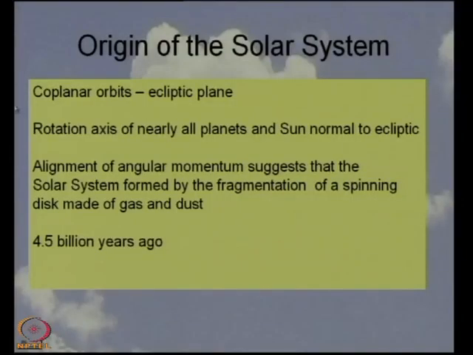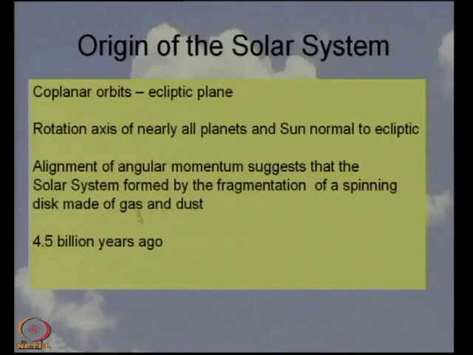Second thing is, the rotation axis of nearly all the planets and the sun are normal to this plane, to the ecliptic plane. Okay. So on the average, they also rotate in the same direction in which they are revolving. So the angular momentum are aligned. Okay. So it seems that most of the objects in the solar system, the planets and the sun, have their angular momentum vectors aligned. There are a few exceptions.